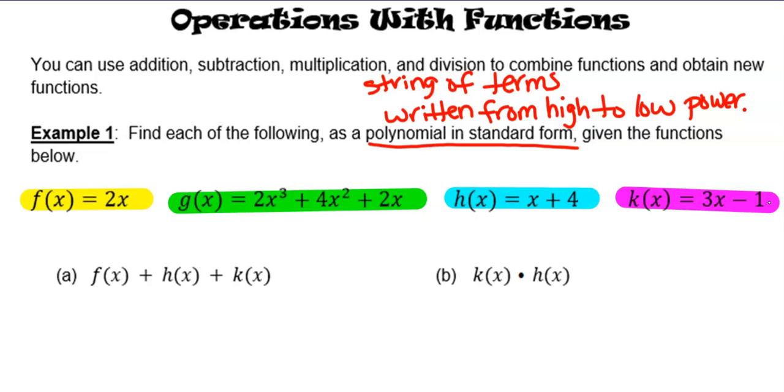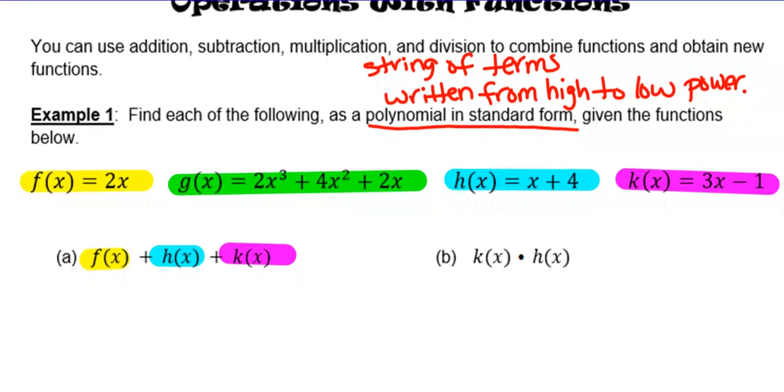So going back to 1a again, f of x, that's yellow, plus h of x, which is blue, plus k of x, which is my pink. We want to add those three functions together. Now, anytime you insert a function, I would recommend using parentheses. You may not need them, but I would start off that way.